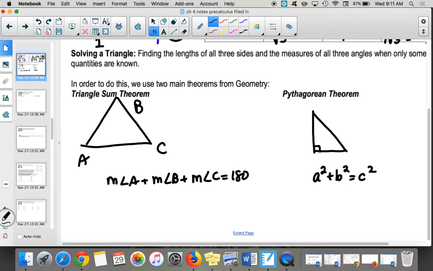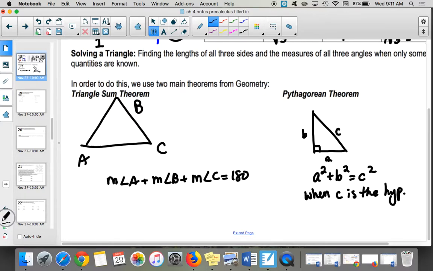What if I drew it like this, though, and I put it like that? Does that work? No. So be careful with that. I always say with the Pythagorean theorem, a squared plus b squared equals c squared when c is the hypotenuse. You guys know that, though, right?